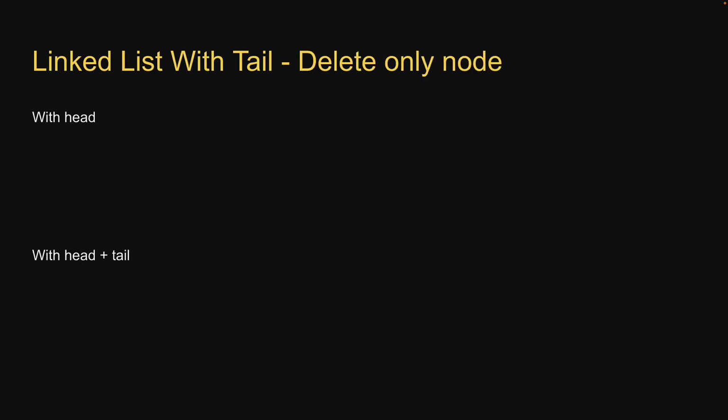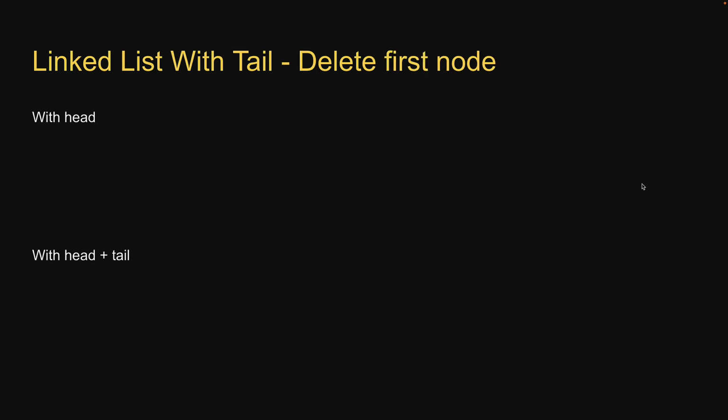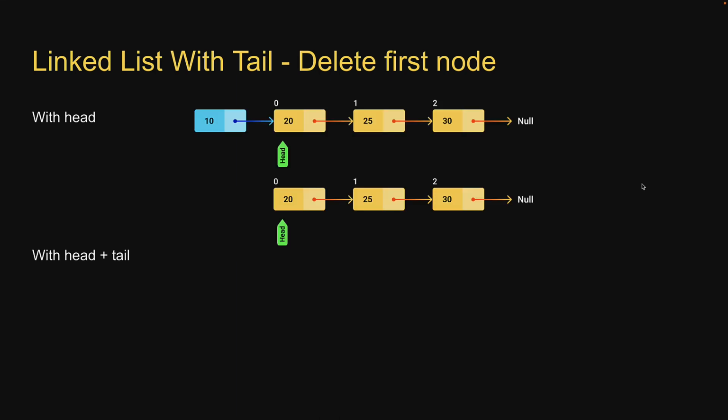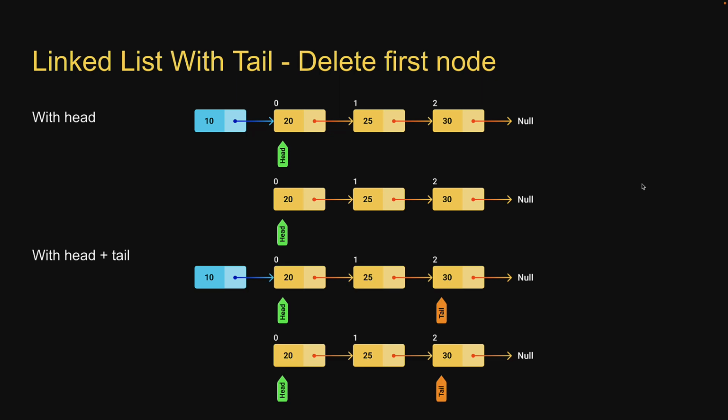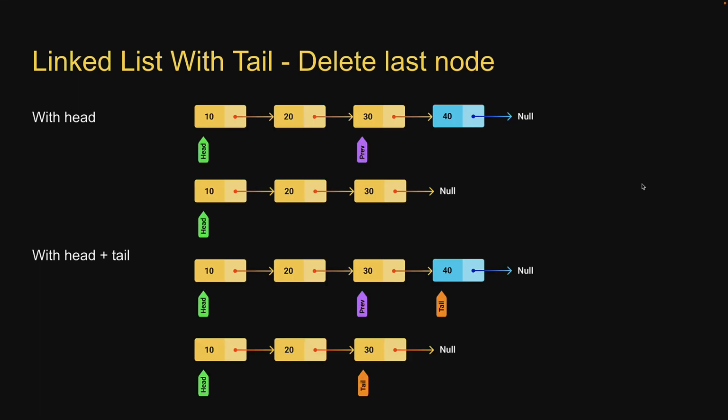Let's now talk about deletion. When there is only one node in the list, deleting that node involves making head point at null. With a tail, deleting that node involves making both head and tail point at null. If the list contains more than one element, deleting a node from the start is the same in both the cases. Make head point to its next node. Deleting a node at the end also is mostly similar. The only difference is that we have to reposition the tail pointer.